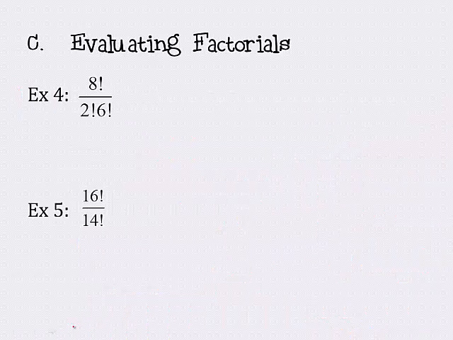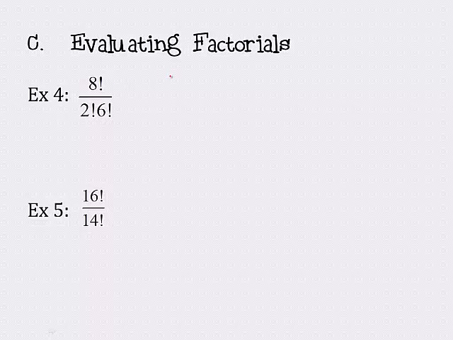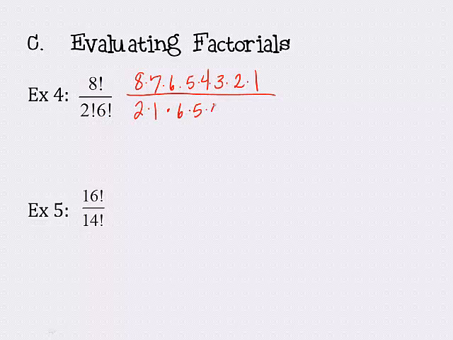Now, evaluating factorials. This is just a little mini lesson on how to evaluate them. They're really pretty simple. Write out what it means. So 8 factorial is 8 times 7 times 6 times 5 times 4 times 3 times 2 times 1. Yeah, that's tedious, and no, you don't want to multiply that out. Just hang on and watch what happens. List this out: 2 factorial, 2 times 1, times 6 factorial, 6 times 5 times 4 times 3 times 2 times 1. What you should notice is that a lot of things are repeated.